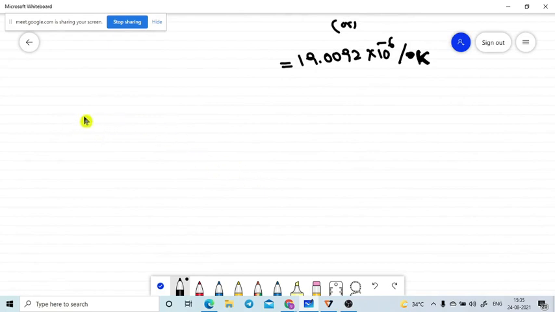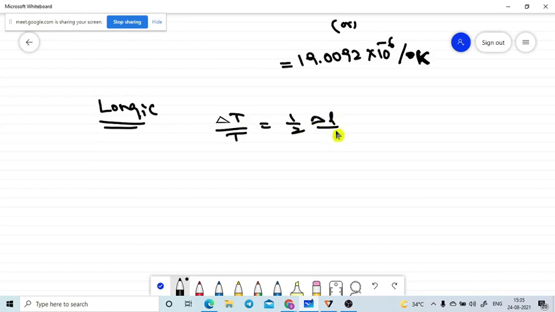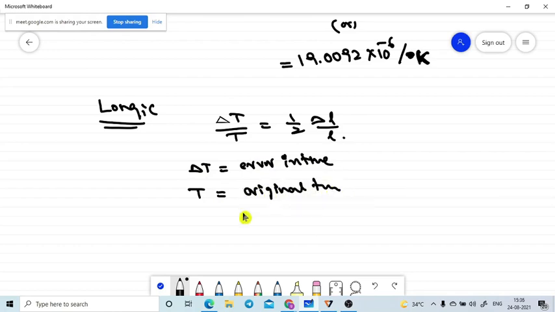Once again I am summarizing this problem. So what is the logic in the formula? In this problem we need to know the formula delta T by capital T is equal to half into delta L by L. Here delta T means error in time value, capital T is the original time value, delta L means error in length value, and L means original length.